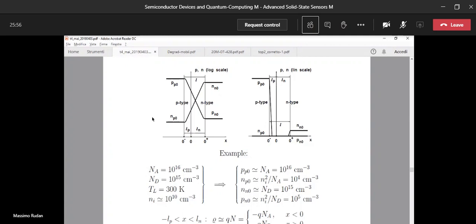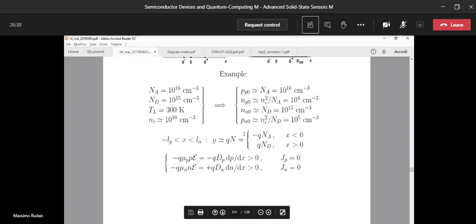Okay, so if you look at the region between the origin O and the abscissa O plus, that is the boundary of the neutral region on the right. Okay, between O and O plus, that is in the space charge region of the n-type, the only important contribution to the charge density is given by the donor atoms. So you see that there is a formula here at the bottom.